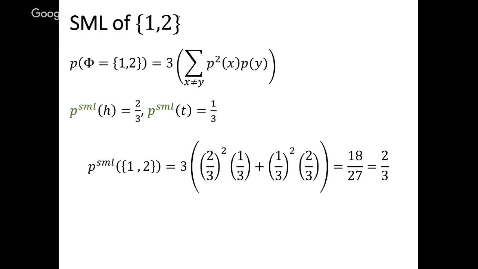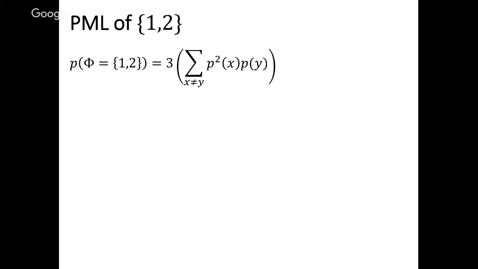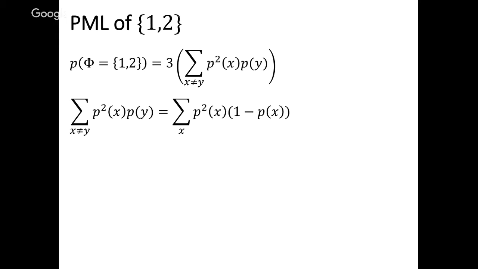But is it the best? The PML approach says that we should try to find the distribution that assigns the highest probability to the profile itself, to the profile 1, 2. In other words, you want to find the distribution P that maximizes the probability of the profile, that is, it maximizes the summation of p_x squared p_y. This is the optimization we want to solve. Instead of one term of this expression, as we did for sequence maximum likelihood, now you have all possible permutations. Let's try to solve this optimization.